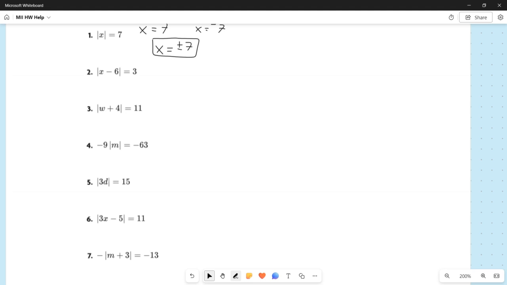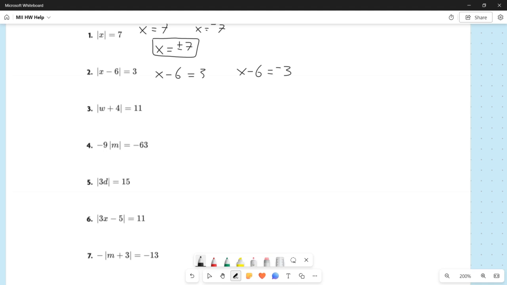So the first possibility is that the thing inside the absolute value, which is x minus 6, could be positive. So it could be positive 3. Likewise, x minus 6 could be negative. It's going to be either positive 3 or negative 3, and then when you take that result and take the absolute value, you get positive 3.